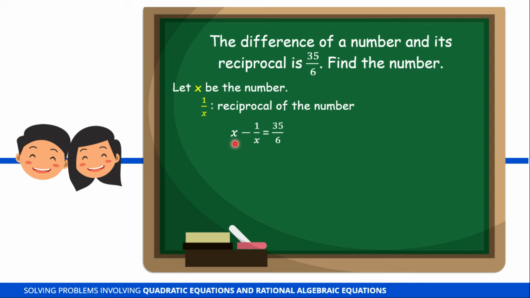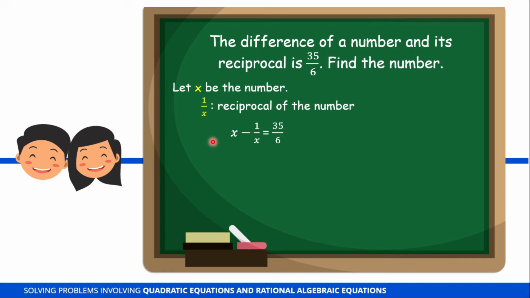Ang magiging equation natin ay x minus 1 over x is equal to 35 over 6. So, that's number at ang kanyang reciprocal. At ang difference nila ay 35 over 6. I-solve natin ang problem by transforming this rational equation into quadratic equation.